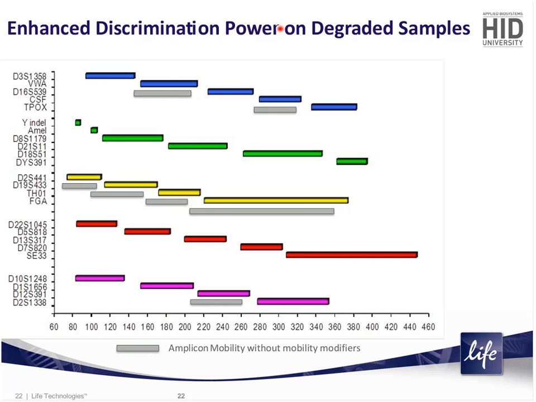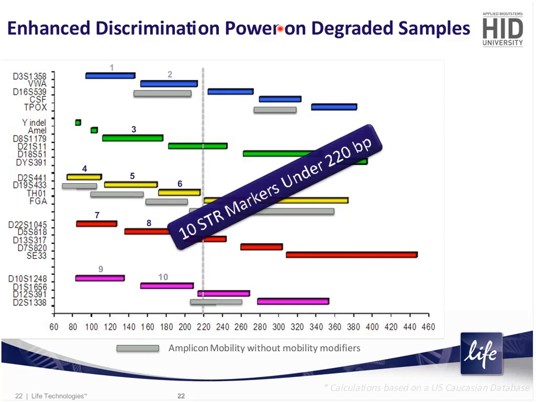One of the real advantages of this configuration is the number of STR markers that we have under 220 bases. Now, why is 220 bases important? Well, it's round about that size that we really start to see a drop-off in degraded samples. Loci longer than 220 bases or thereabouts will start to drop out under degraded sample situations. And what we need to do is ensure that we're maximizing the information recovery even on the most degraded samples.